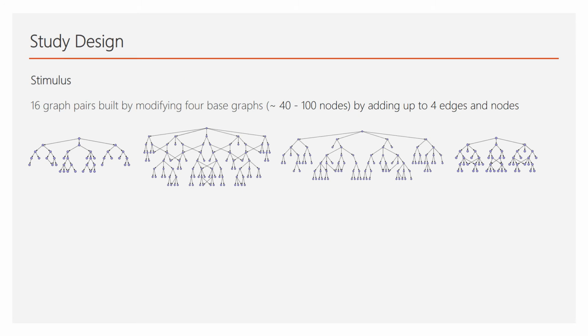For that purpose, we created 16 graph pairs built by modifying 4 base graphs, shown here, by adding up to 4 edges and nodes. These graphs differed in terms of size, ranging from about 40 to 100 nodes, and in terms of structure.